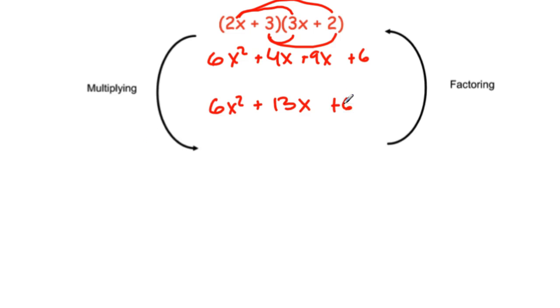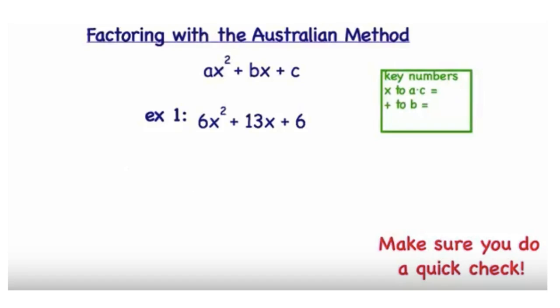So starting with two binomials and multiplying them, well, that's multiplying. And the opposite of that is factoring. That's going the other way. Alright, so let's get to some factoring. What we're going to do now is called the Australian method. Before we do, I just want to go over a few things.